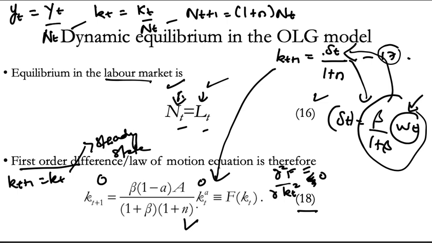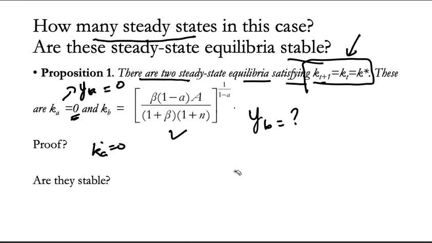If you know how to find steady state in the basic Solow model, then you know how to find steady state in this model also, because it's just the same thing. I leave it to you to find it because I already gave you the final answer. It's your job to find how to get this from equation 18. So that's how we prove it.